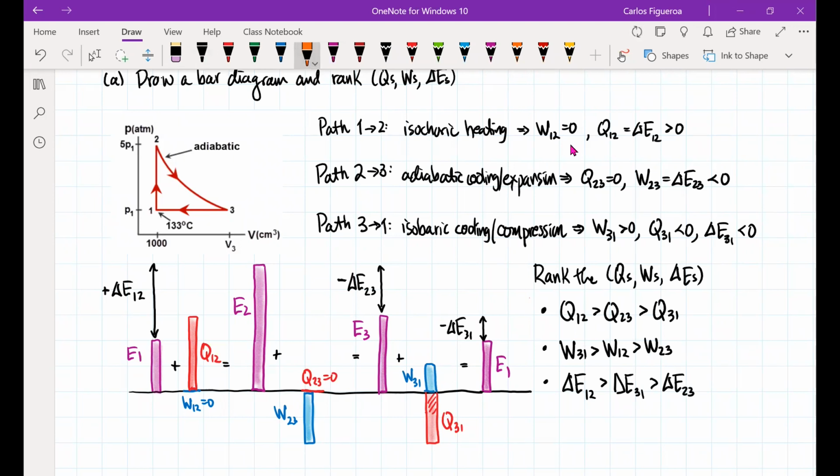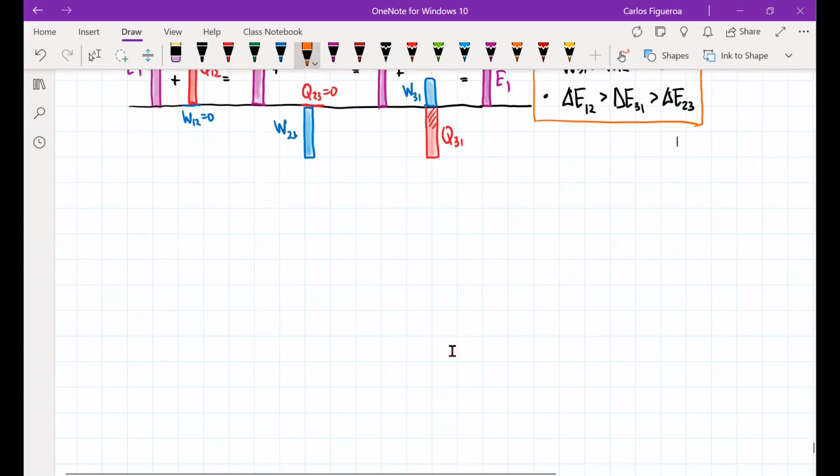So now we have our rankings. And I think what's going to be really important at the very end is to check to see if our rankings make sense when we make numerical computations. So here we go. Now what I want to do is calculate all the pressures, volumes, and temperatures.